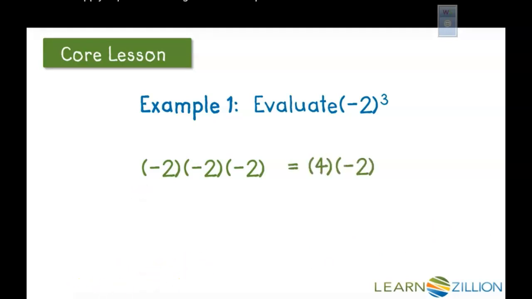This simplifies to 4 times negative 2. So do you think our answer is positive or negative? 3 negatives. What do you think? Should be negative. The first 2 multiplied and gave us a positive, right? Times a negative. So as we think about these, it results in negative 8.